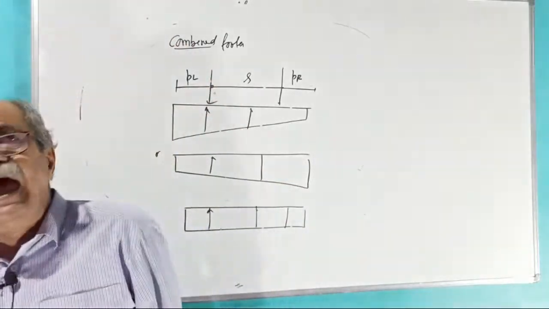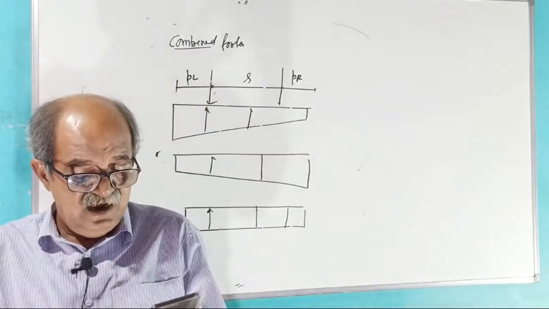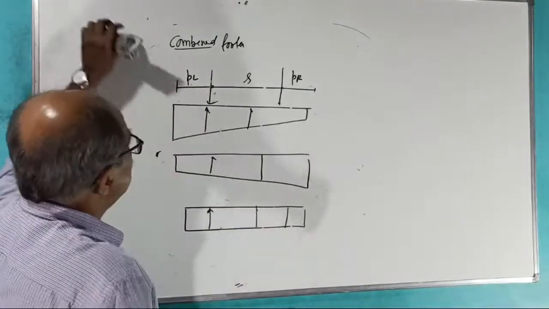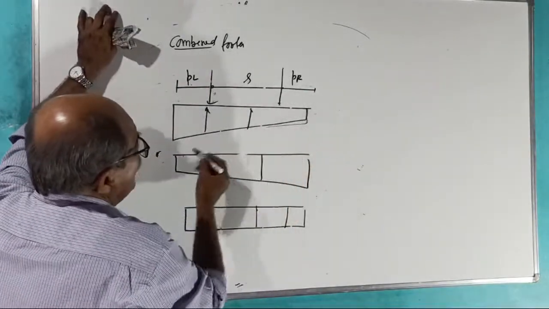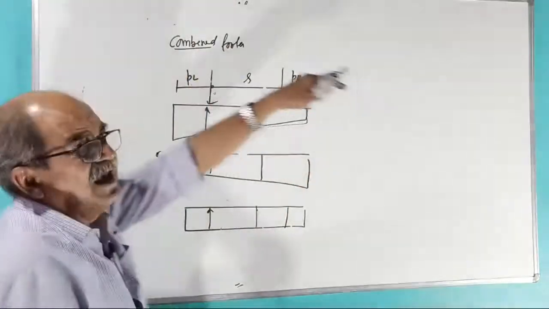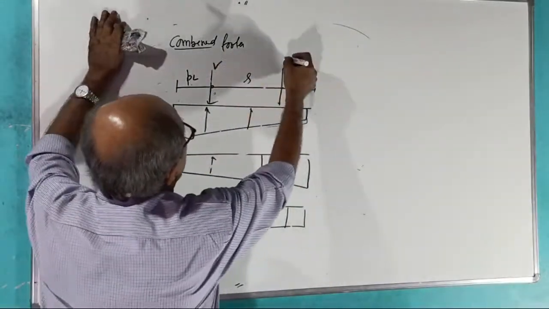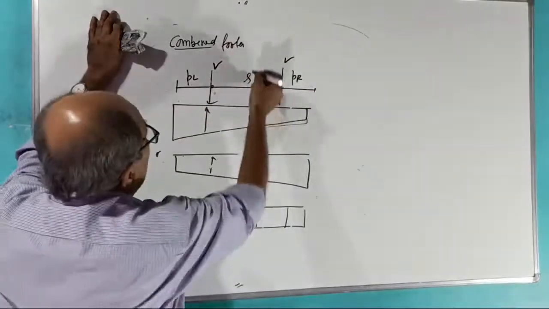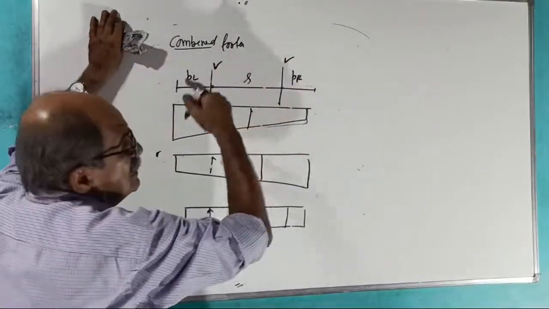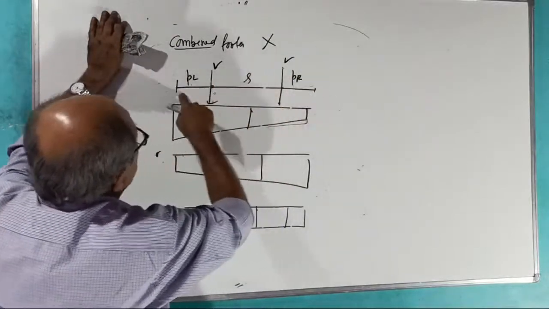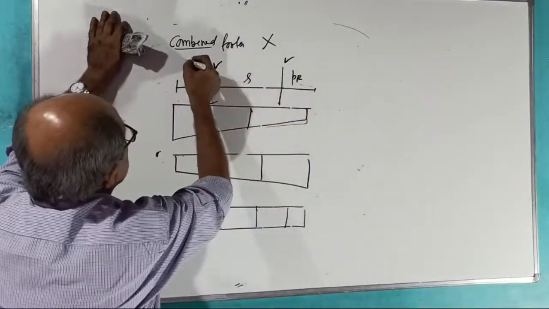But rarest of rare cases, it will be uniform pressure. Now see, if it is this way, then that theory is not applicable. Also, the two column loads are not equal, therefore that theory is not applicable. And PL need not be equal to PR. On that basis also it is not applicable.